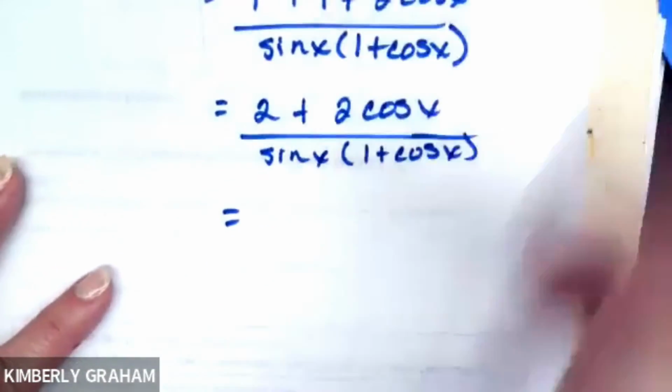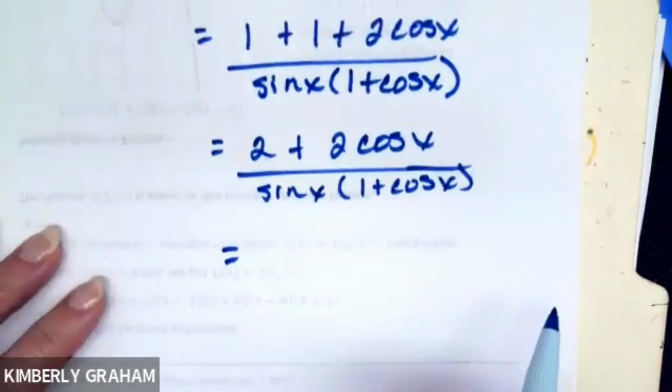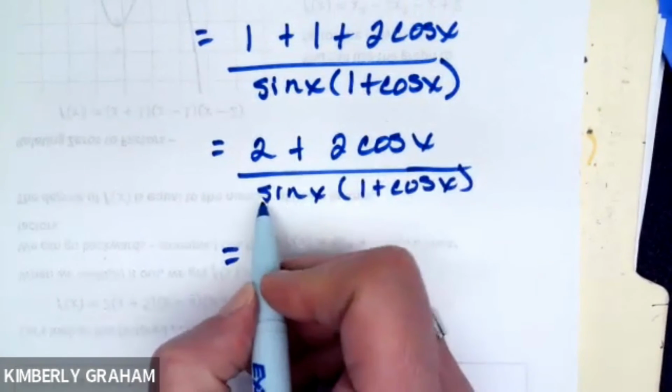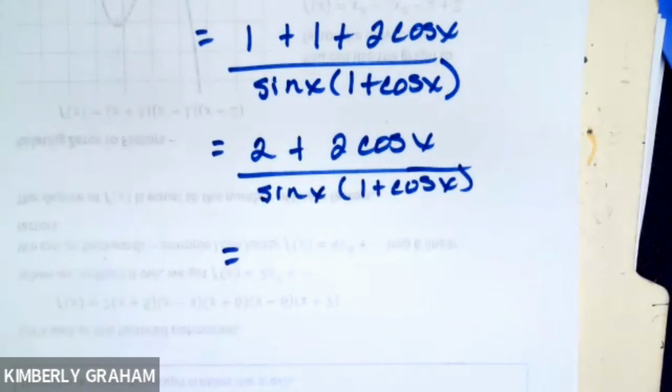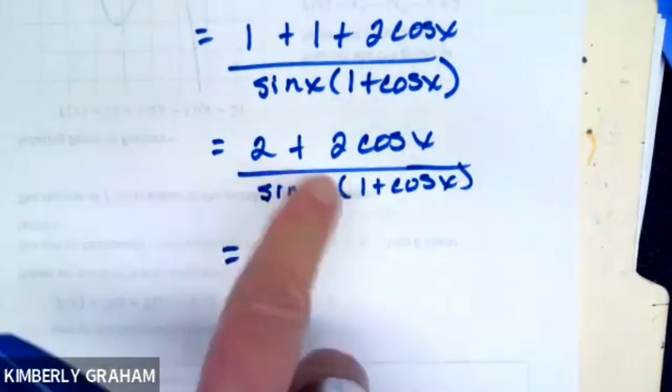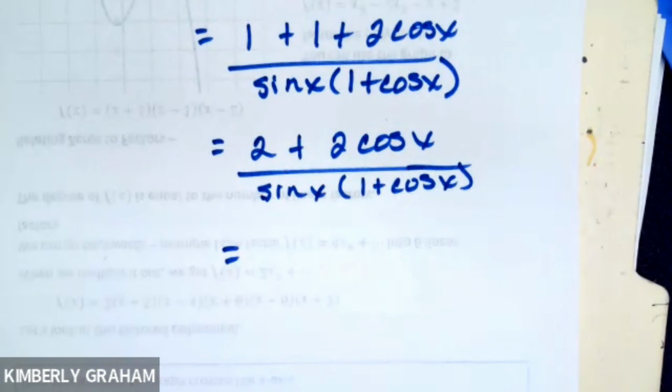What do I do once I get here? Remember, I'm trying to get 2 times cosecant, and cosecant's 1 over sine. So I've got a 2 that I'm having to deal with in the numerator, so that looks good. I've got a sine in the denominator, so that looks good. But I've got this 1 plus cosine that I wanted to get rid of. What am I going to do to this problem next? What can you do to the problem?